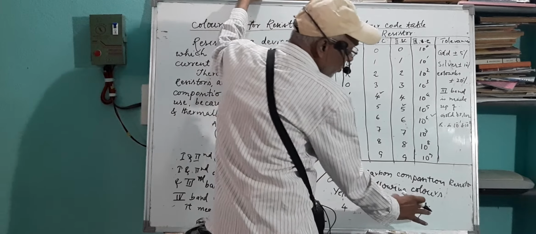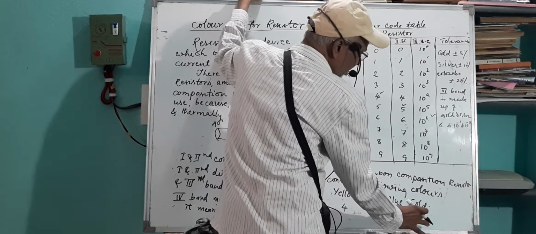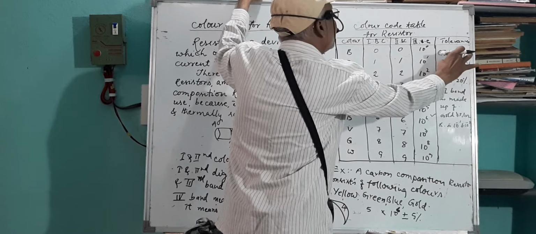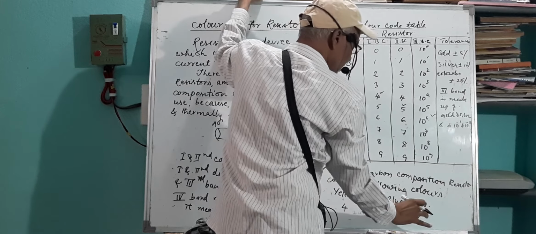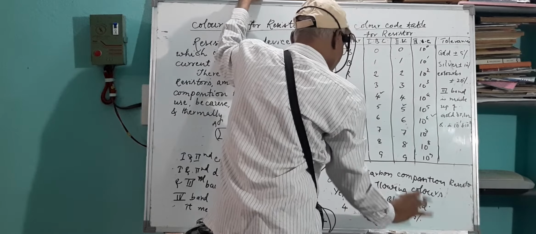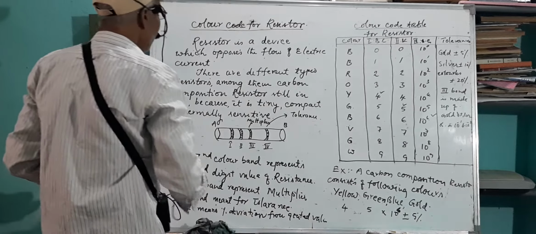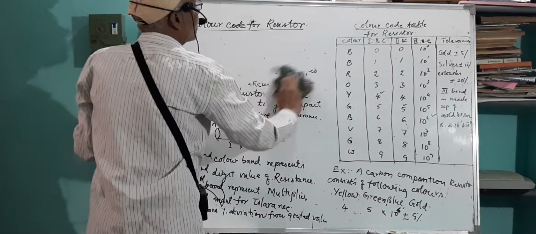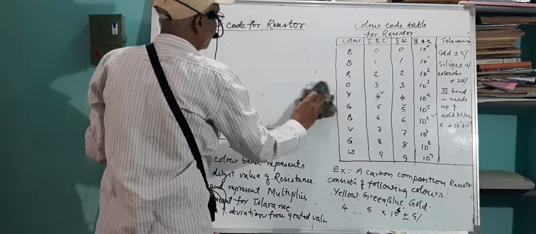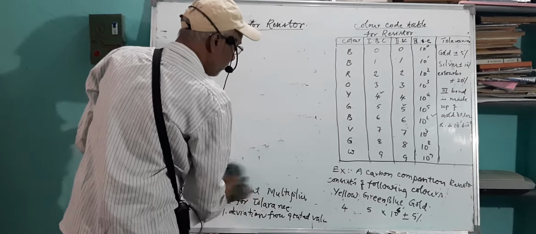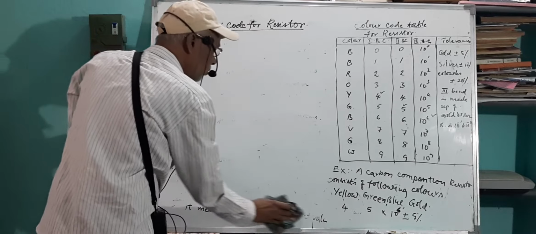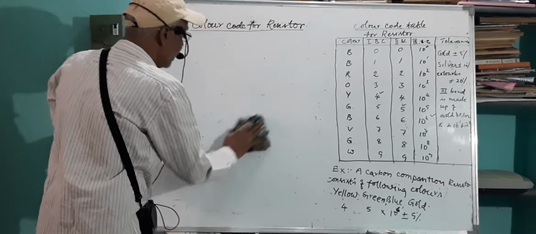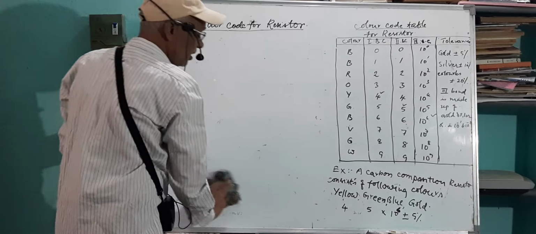Now, as I said, the fourth color band is meant for the tolerance. From the table you have to see that its value is plus or minus 5%. That's why I have written that the tolerance value is plus or minus 5%. So the very basic purpose of the color code table is to establish the resistance value of the resistor with its help.